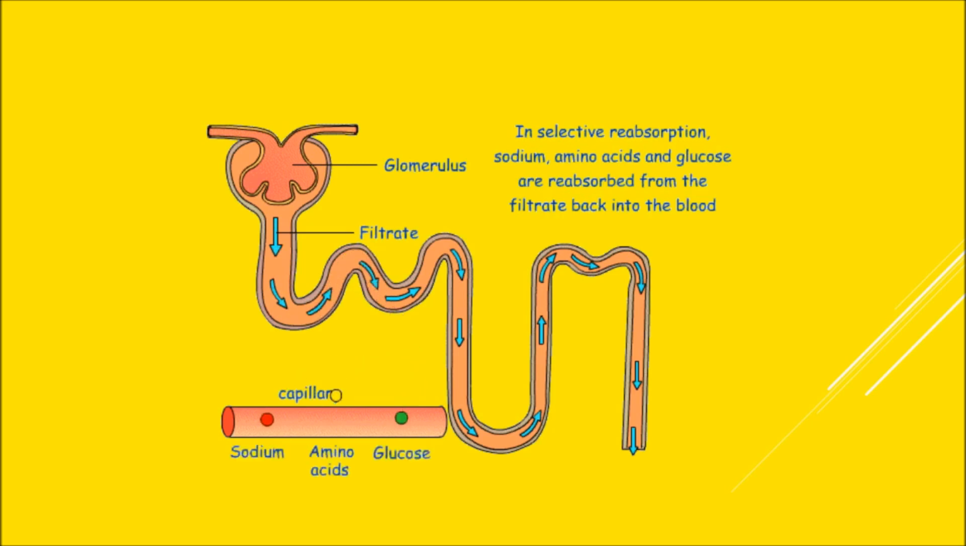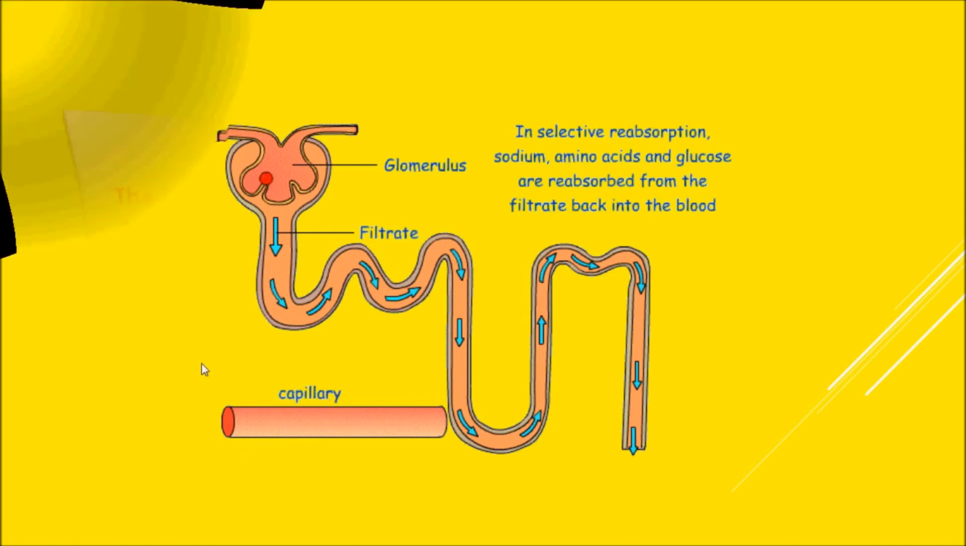Now, please note that the ascending limb of the loop of Henle is permeable to electrolytes and impermeable to water. As the filtrate passes up the ascending limb, electrolytes are reabsorbed actively or passively into the medullary fluid. So this is how selective reabsorption takes place, in which useful substances such as Na+, K+, Cl-, Ca2+, amino acids, glucose, vitamins, and water are all reabsorbed in the blood.